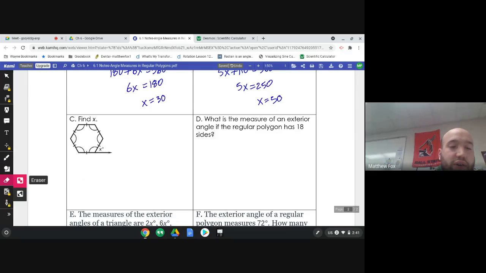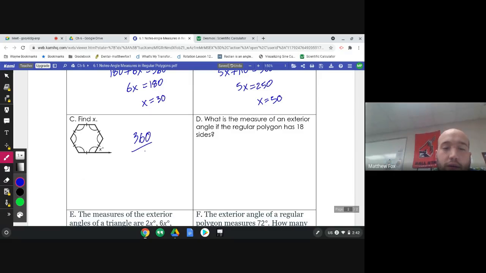So if I count how many sides there are, 1, 2, 3, 4, 5, 6. I guess I counted the angles, but it's going to be the same either way. Okay, so we can just take 360 divided by that 6. And we know that x will equal 60 degrees.